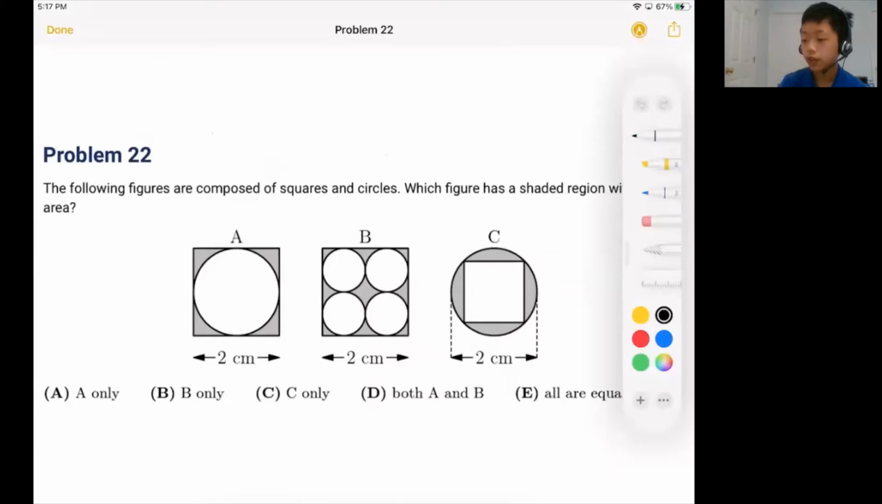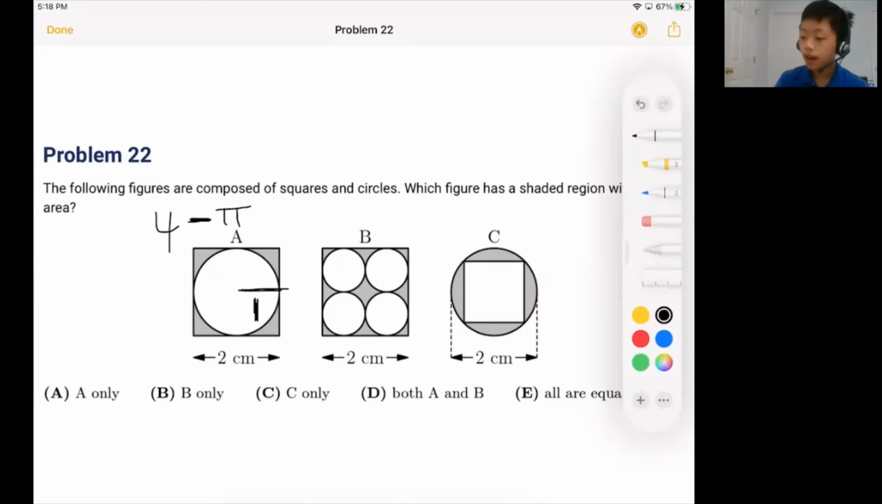To find the area of the shaded region, we can just find the area of the square minus the area of the circle. The area of the square is just 4, because the square has side length 2, and the radius of the circle is 1. So the area of the circle is pi r squared, pi times 1 squared, which is pi. So the area of the shaded region in this case is 4 minus pi.